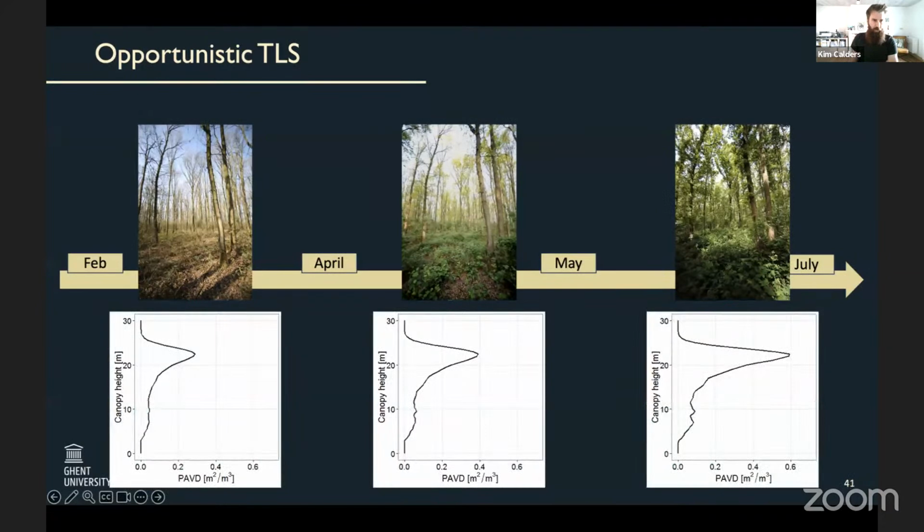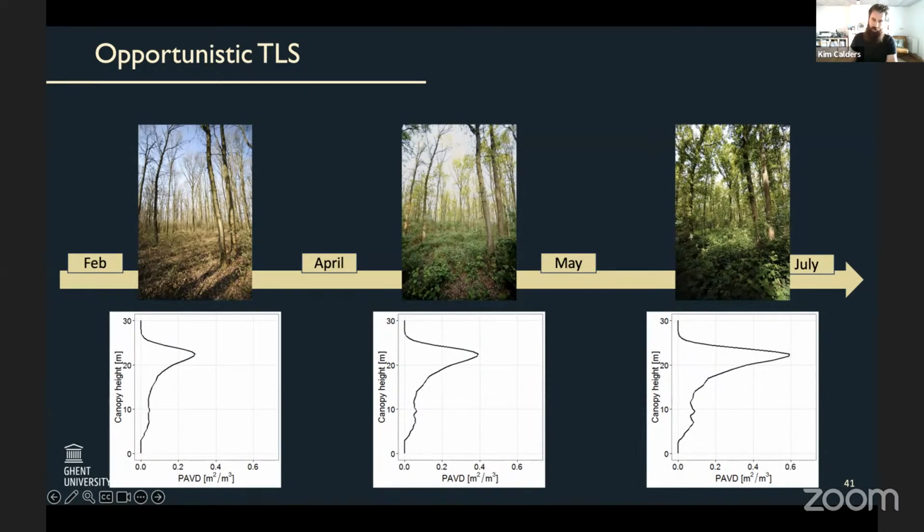So if we analyze that, we typically get these vertical profiles, where you have PAVD, so plant area volume density. So you can think about this as how much plant stuff there is as a function of canopy height. And what you see here is that, of course, in the upper canopy, this peak increases throughout the season, but we also see different changes in different layers of the canopy.